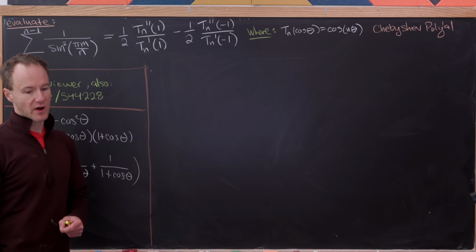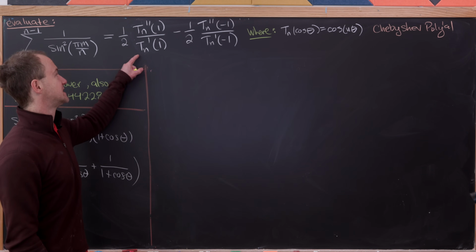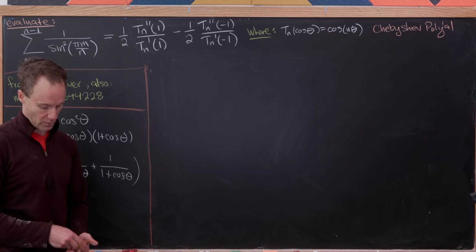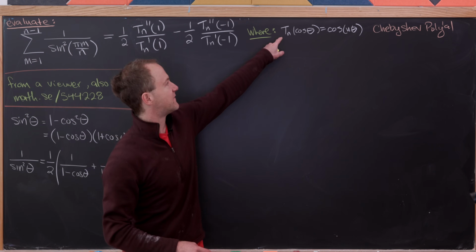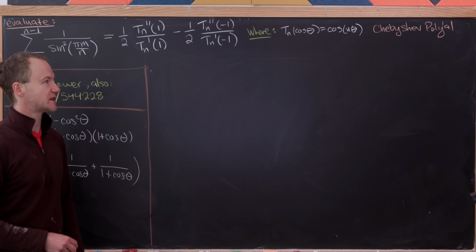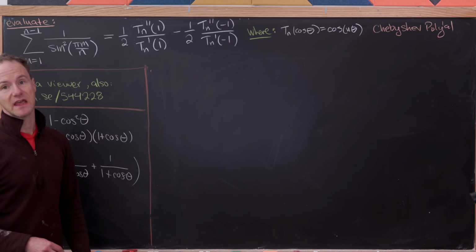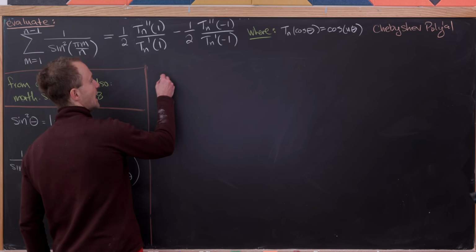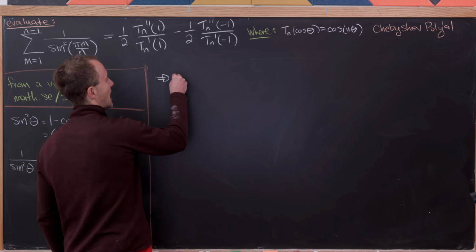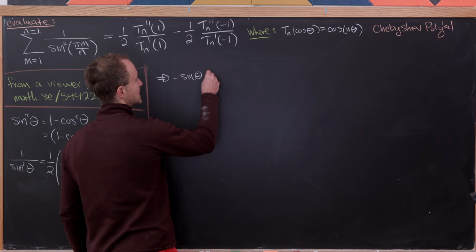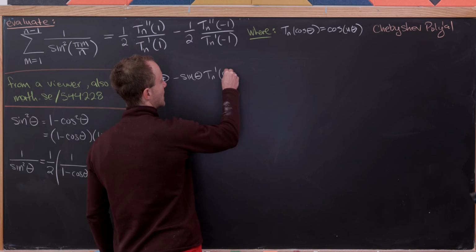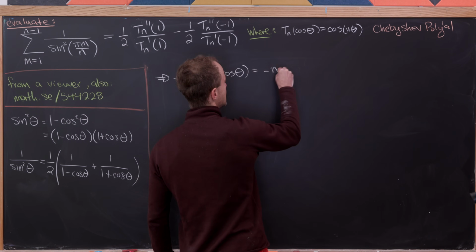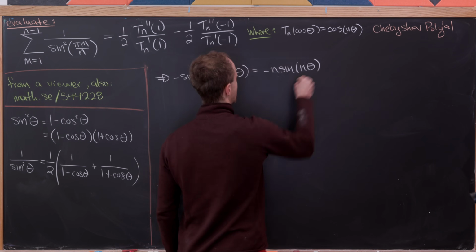But now we need to go through the process of figuring out T_n prime and T_n double prime evaluated at 1 and negative 1. Okay, so let's recall the defining property up here that T_n of cosine theta is equal to cosine of n theta. So let's take the derivative. We did that before, but we'll do it one more time. We'll have minus sine theta times T_n prime of cosine theta is equal to minus n times sine of n theta.